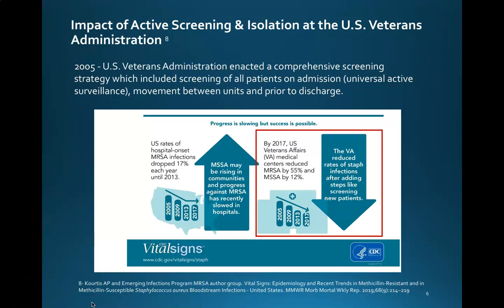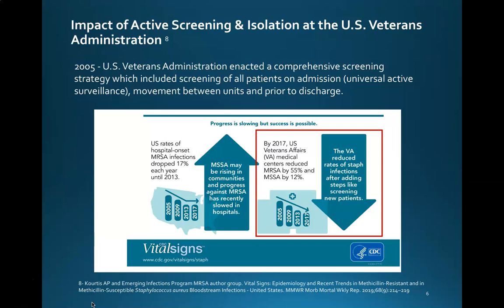So there were a couple of institutions in the US that did conduct universal active surveillance screening. And one of them is the US Veterans Administration. The Veterans Administration is one of the very largest healthcare institutions serving veterans across the United States. And in 2005, they enacted a comprehensive screening strategy, which included screening of all patients on admission, so universal active surveillance. They also screened them on movement between units and prior to discharge.